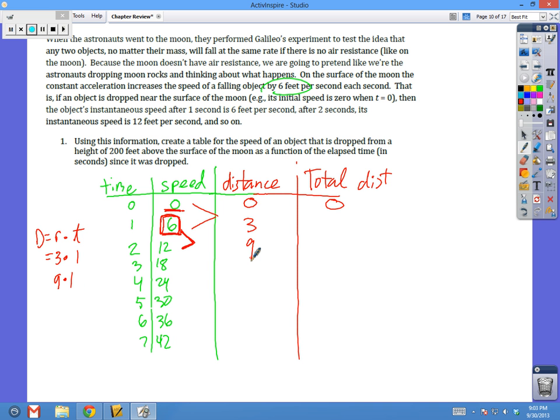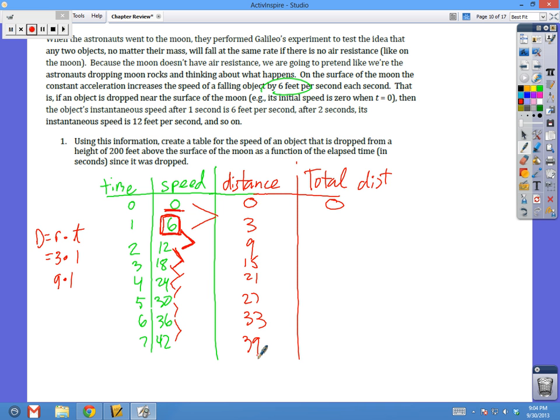Okay, the third, 12 and 18. The average speed of 12 feet per second and 18 feet per second is 15 feet per second. The average of 18 and 24 is 21. The average of 24 and 30 is 27. The average of 30 and 36 is 33. The average speed of 36 and 42, so somewhere right in the middle of those two, is going to be 39.